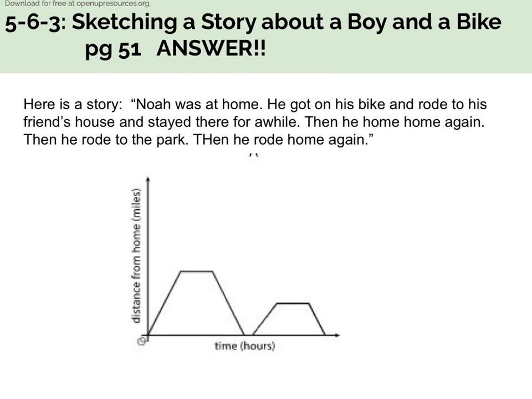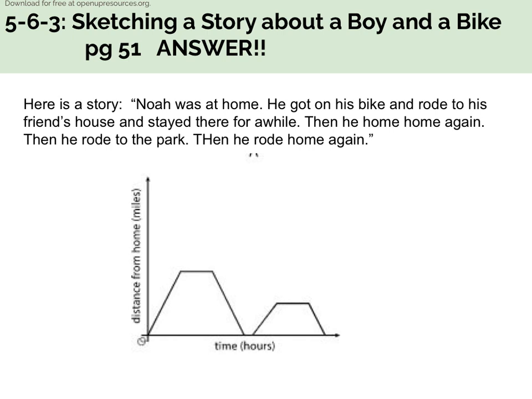So I went ahead and made a graph for this story. This is my graph, and so let's look at it. So notice this is distance from Noah's home. I decided to have his home on the bottom, and then he's riding away and then coming back. And then this is time in hours. So notice how he rode away. He was at home. He got on his bike and he rode to his friend's house. And then he stayed there for a while. Then he rode home again. And then he rode to the park, stayed there, and then came home. So his friend's house is actually farther away from his house than the park. The park is actually closer.